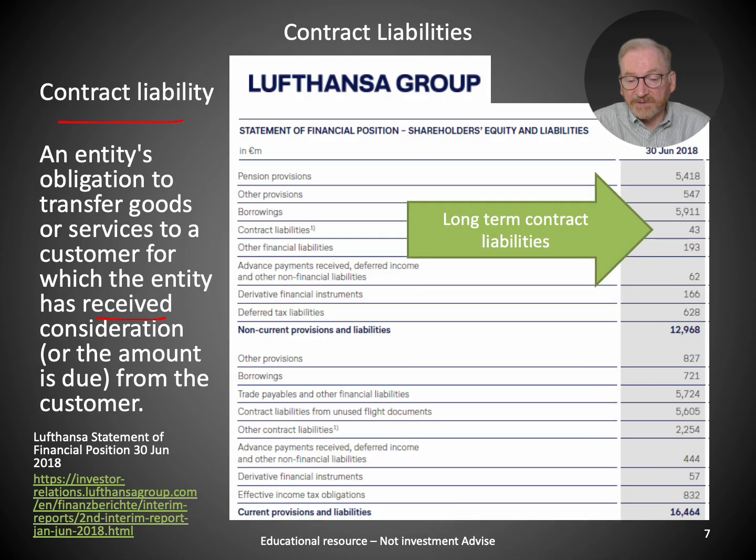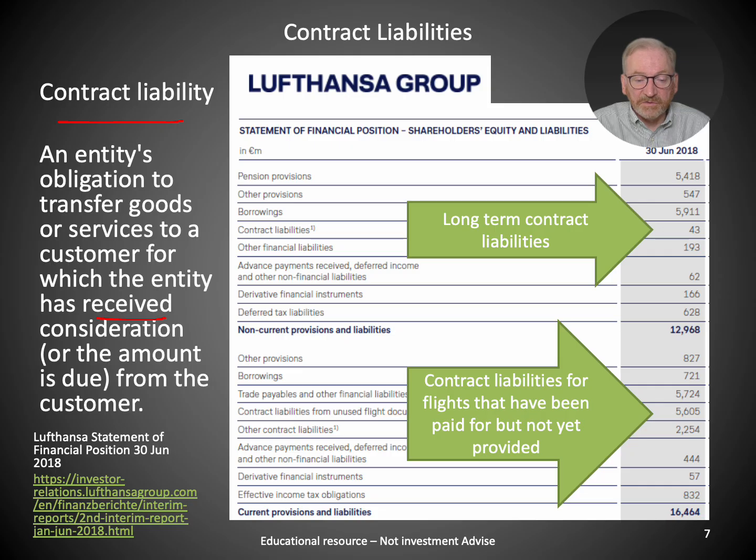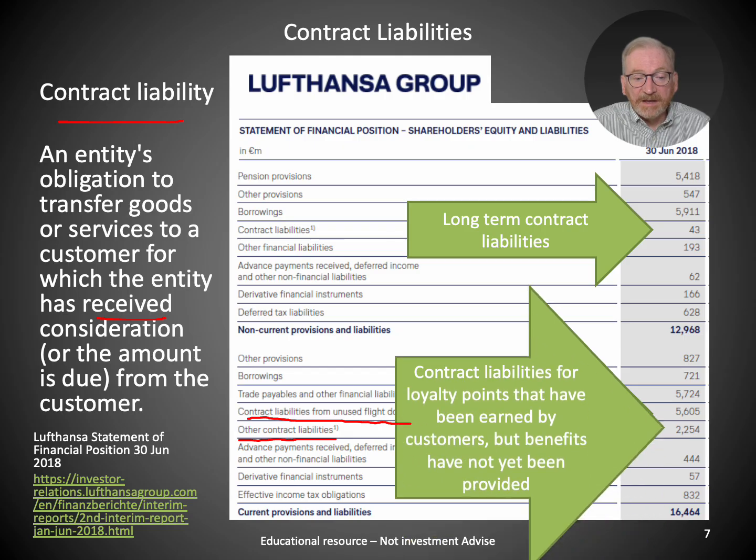They have long-term contract liabilities, which is quite a small balance. And then they have billions of euros in contract liabilities for flights that have been paid for but not yet provided. They call it here contract liabilities from unused flight documentation. And then there's other contract liabilities that are mainly from their loyalty programs. And this makes up a big portion of their balance sheet.